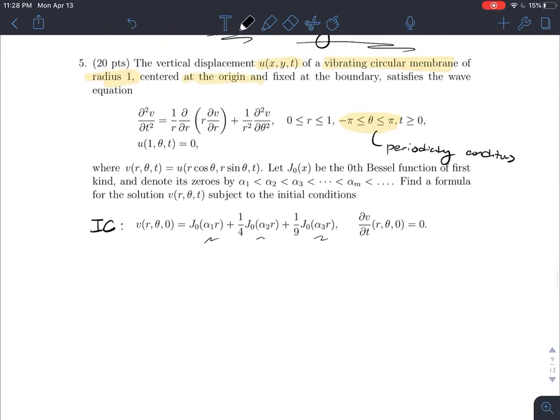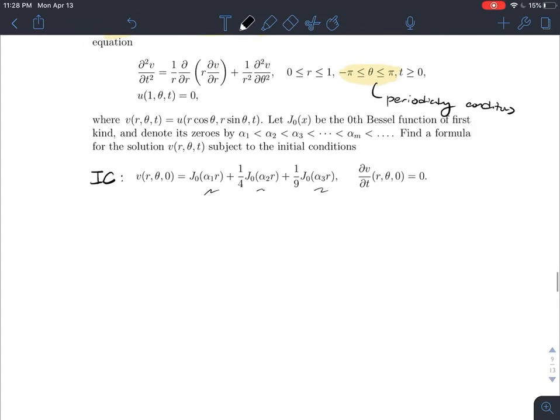For this Bessel function problem, I'll be delving deeply into each of the steps so that you guys can make sure that you understand what I'm doing. For the separation parts, I may skip a few steps here and there, but hopefully everything I do makes sense as we go along. Okay.